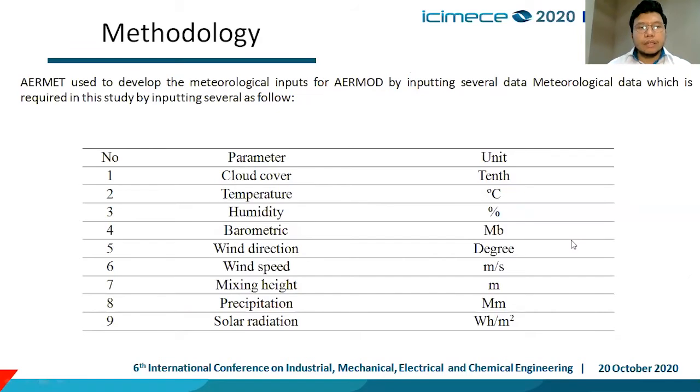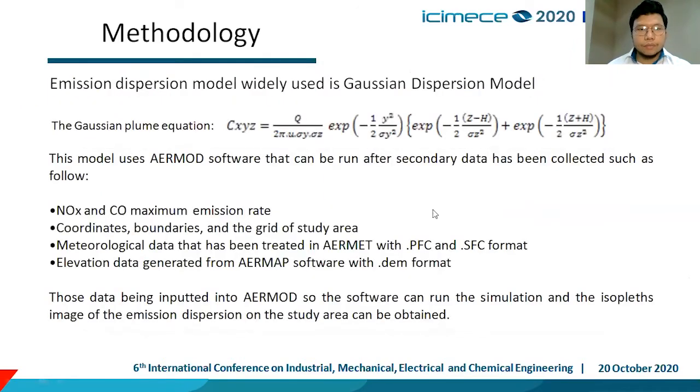And the second is the AERMOD. We use this software to develop the meteorological data, and the data will consist of cloud cover, temperature, humidity, barometric pressure, wind direction, wind speed, mixing height, precipitation, and the last is solar radiation.